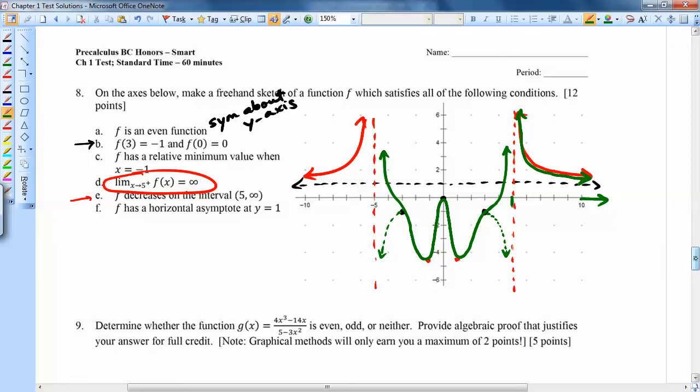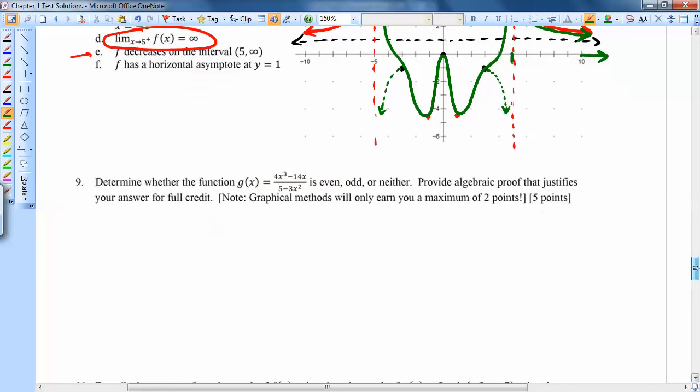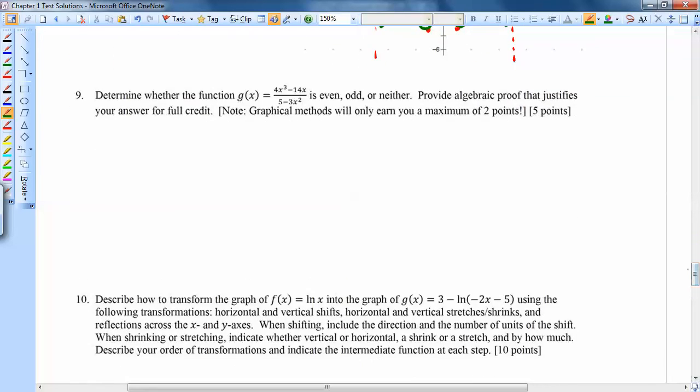In the next problem, we're trying to figure out if g is even, odd, or neither. So the way to test that is to plug in, instead of just plugging in x, we're going to plug in negative x. Let me switch back to black, and I'll do thin. So g of negative x.